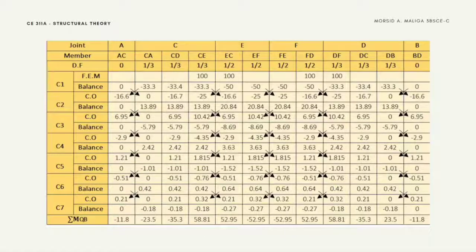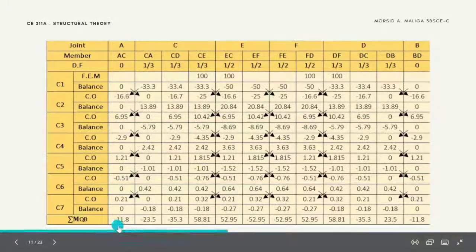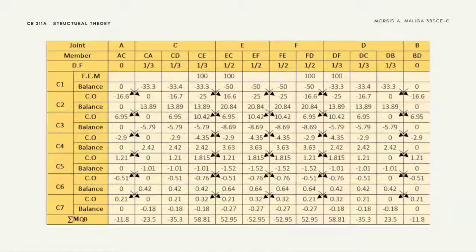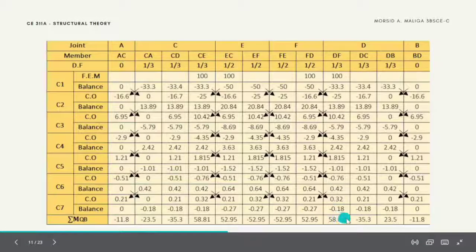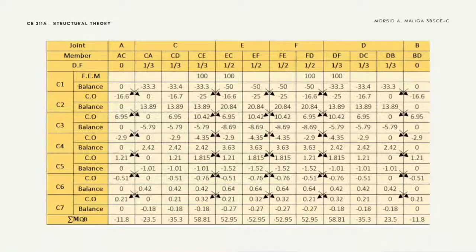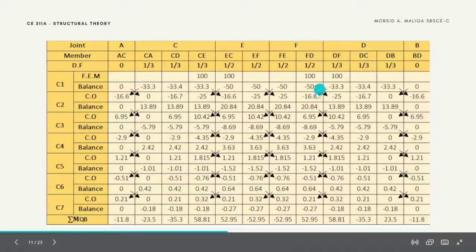of each member. So we have here values 11, negative 11.8, negative 23.5, negative 35.3, negative 58.81, 52.95, negative 52.95, negative 52.95, 52.95, 58.81, negative 35.3, 23.5, negative 11.8 for the summation of MQB of each member. So, these are each of our members.